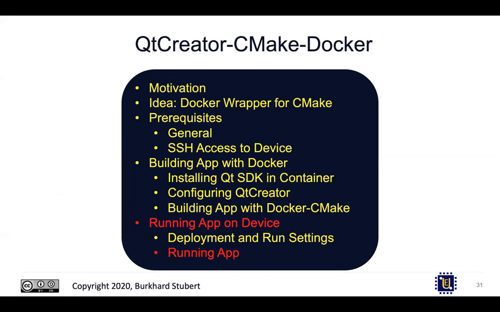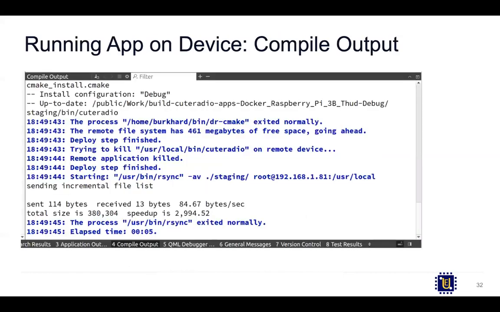And now the great finale, running the app. So if you hit Control R, you will see a couple of messages in the compile output. It does all the deployment steps. So you see that is the CMake install call here, the first one. Then it's checking whether it can fit the application on the device. Yeah, 461 megabytes free, that's no problem. It kills the application on the device. And then it uses rsync to copy everything which is under staging into the right place on the device. And you see it's sent over, and that's that.